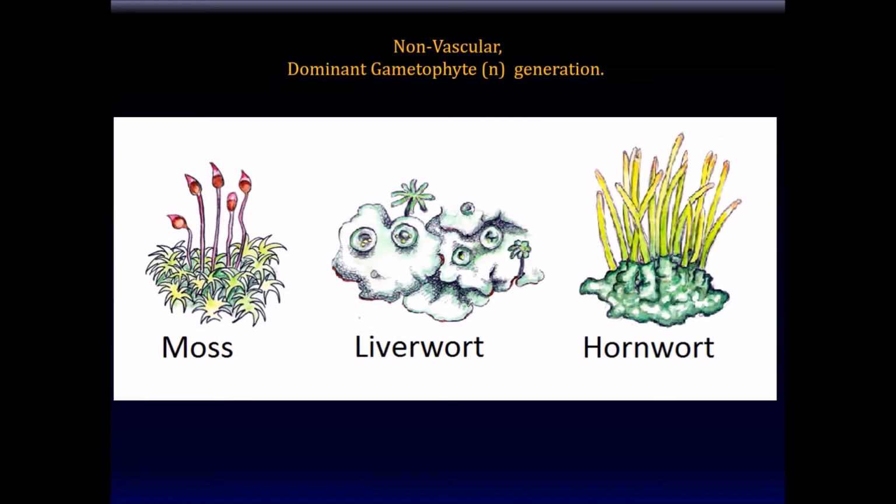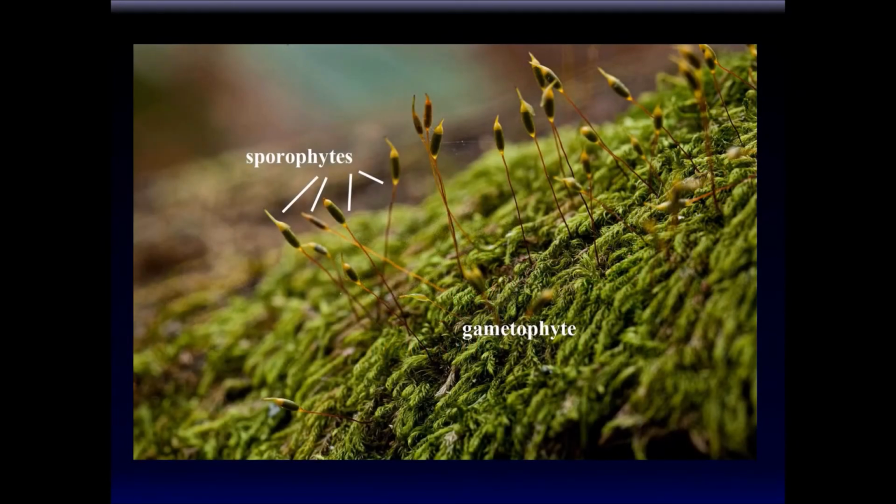Now, as stated before, in non-vascular plants, it is the Gametophyte generation that dominates. In other words, the majority of the plant is the Gametophyte generation. So here's the Gametophyte generation. The majority of this plant is Gametophyte. The majority of this plant is the Gametophyte. Now, if you look at the moss, for example, if you look at this carpet of moss, the majority of the plant is the Gametophyte, and occasionally you see the stalks of the sporophyte.